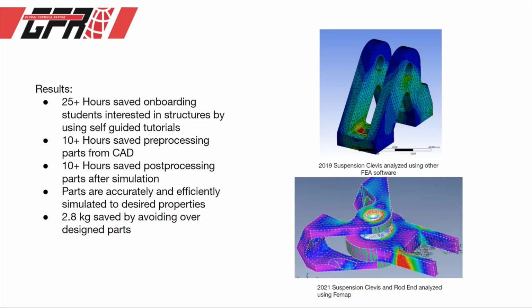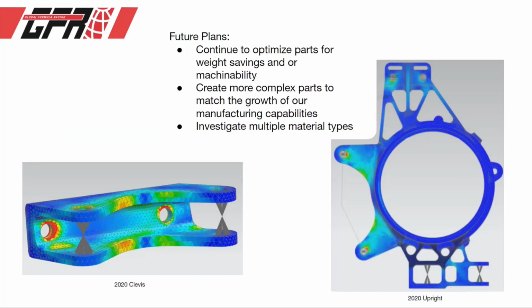Through the use of FEMAP, GFR has been able to save about 2.8 kilograms by optimizing and avoiding over-designed parts. We want to continue to use SimCenter FEMAP to help optimize our currently proven designs. We have already saved 68.8 grams in our suspension clevises alone through the use of SimCenter FEMAP. Not only does this result in weight savings, but it also provides us with design information on how to further iterate and improve the designs.